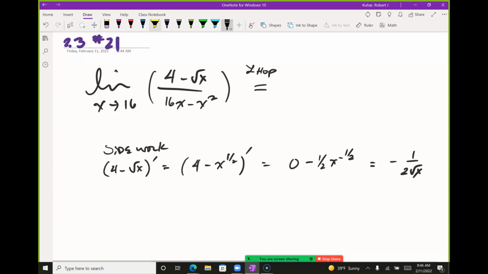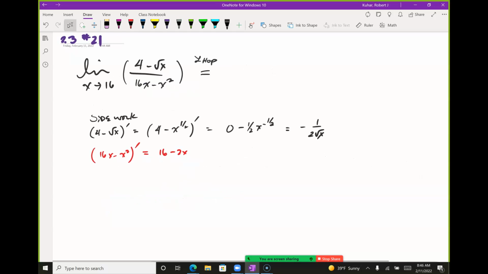And I might as well do the other one on the side as well, right? The derivative of 16x minus x squared is 16 minus 2x, right? That one's pretty quick. But now I can go back to my limit. I'm doing the limit as x goes to 16 of -1 over 2 square roots of x all over 16 minus 2x. There is a way for me to simplify that a little bit, but it's kind of pointless. So I'm just going to plug in right away and see what I get.